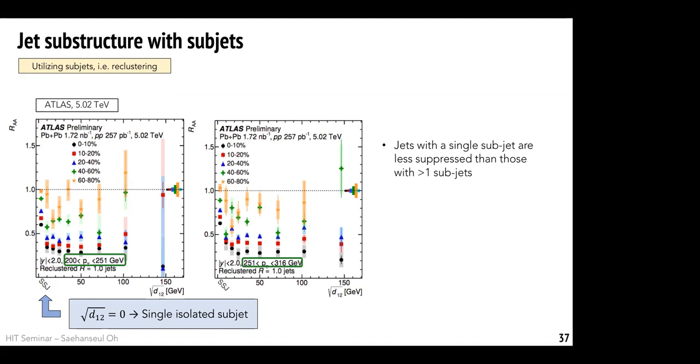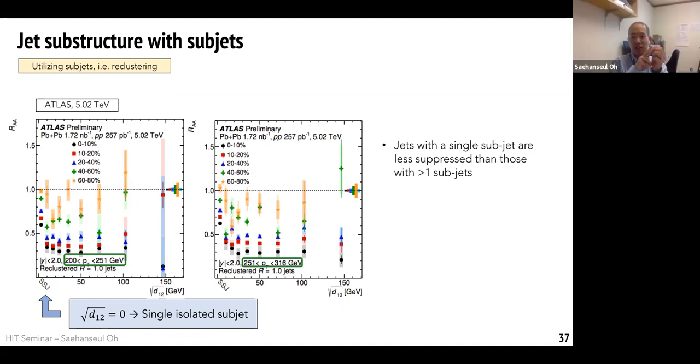So they are quenched harder. I mean, quenching each one separately means that the whole thing is quenched more. So by looking at these 2-prong jets and comparing with the 1-prong jet, this 2-prong jet is quenching like 2 separate entities. So they may quench more than this single prong jet.